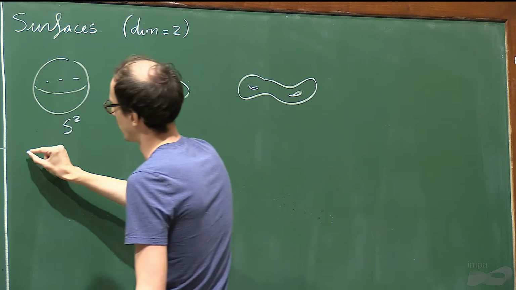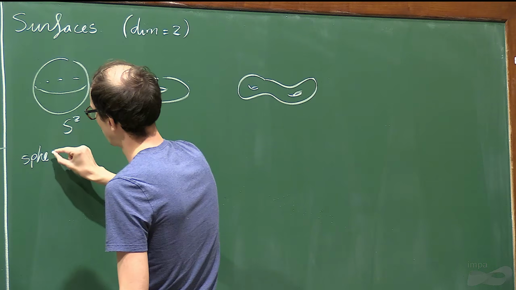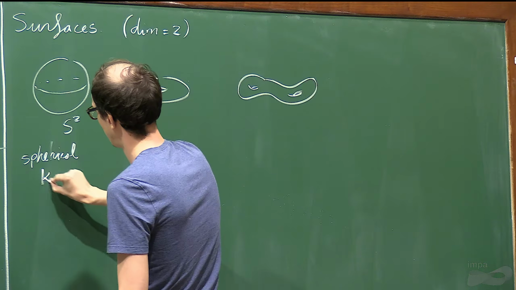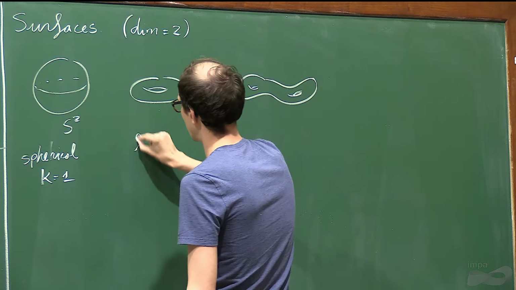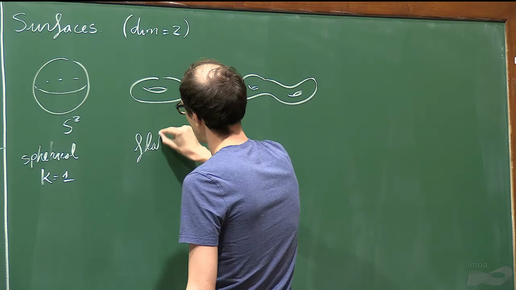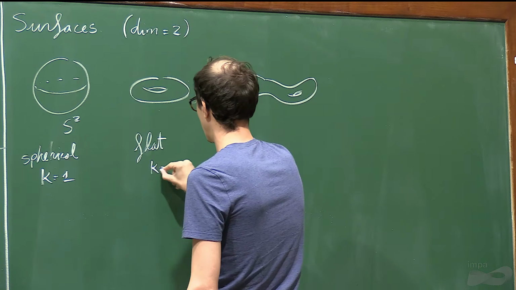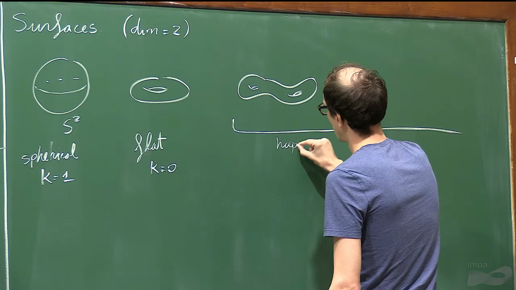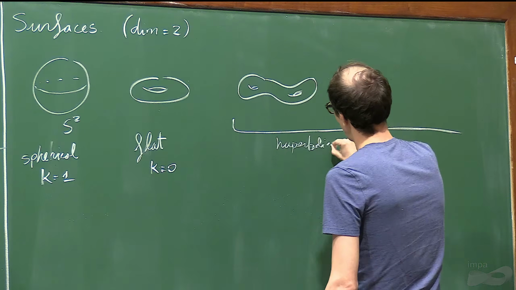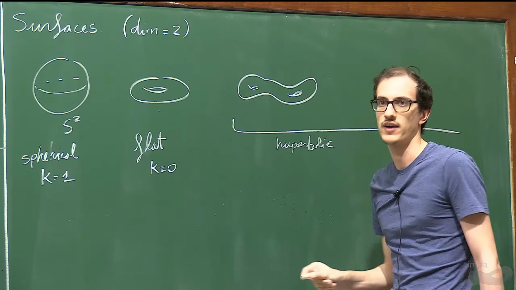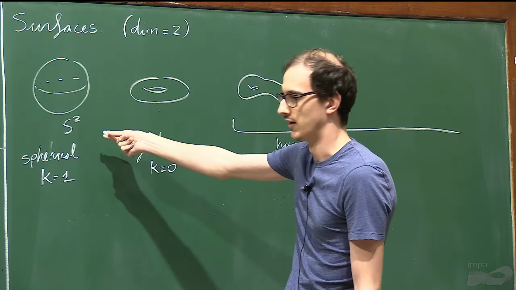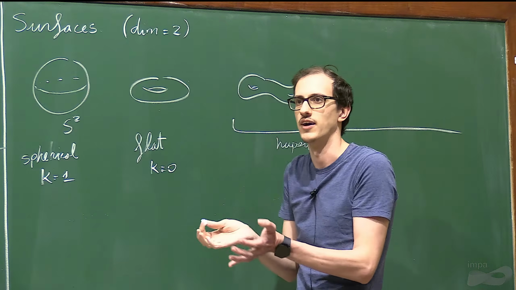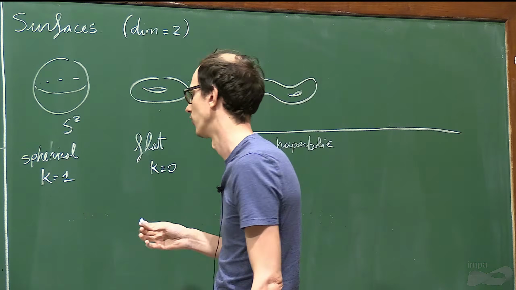This admits a spherical, elliptic metric, with constant curvature 1. This admits a flat metric, constant 0, and all these are hyperbolic. So finding an elliptic metric of constant curvature 1 on a sphere is very simple. You just take the sphere inside R3 and the induced metric is going to be the one that you search for.